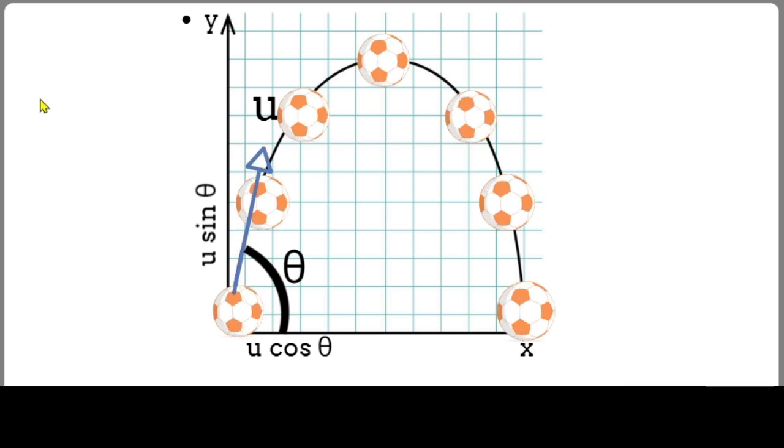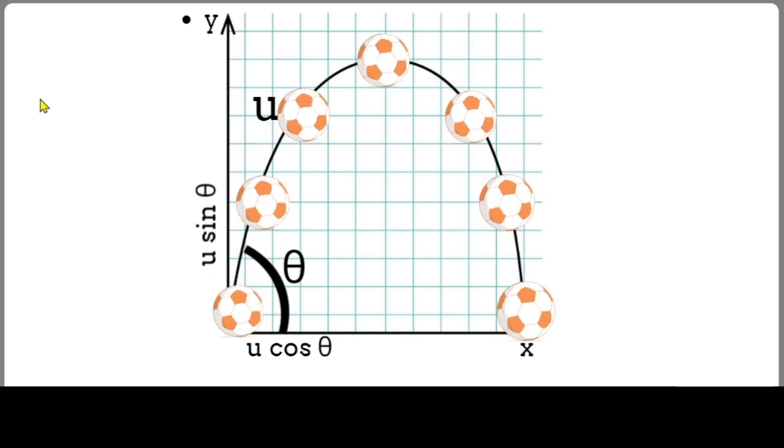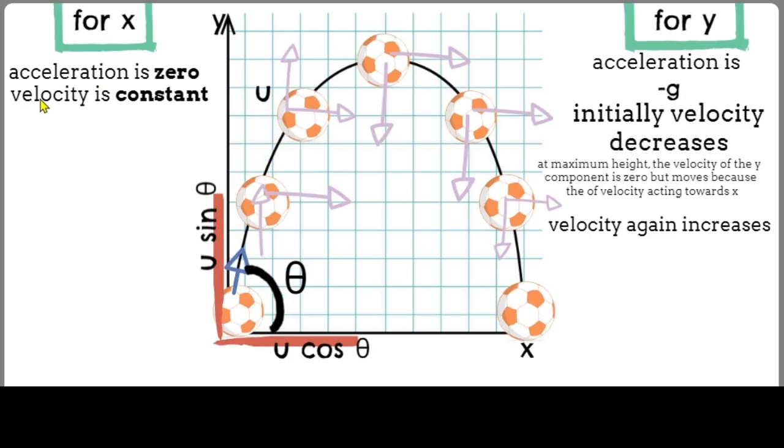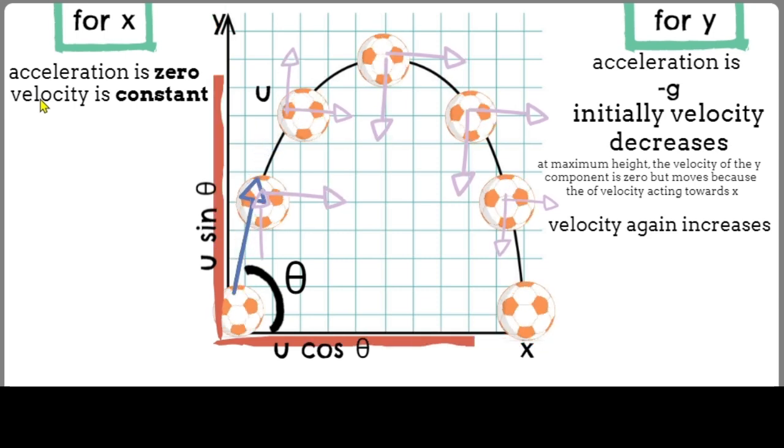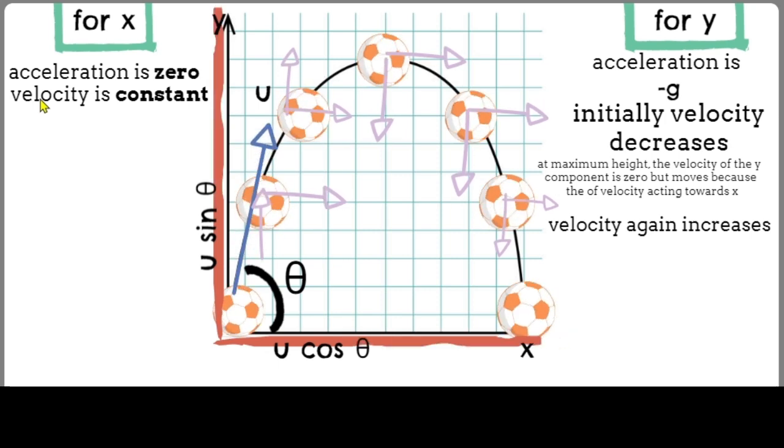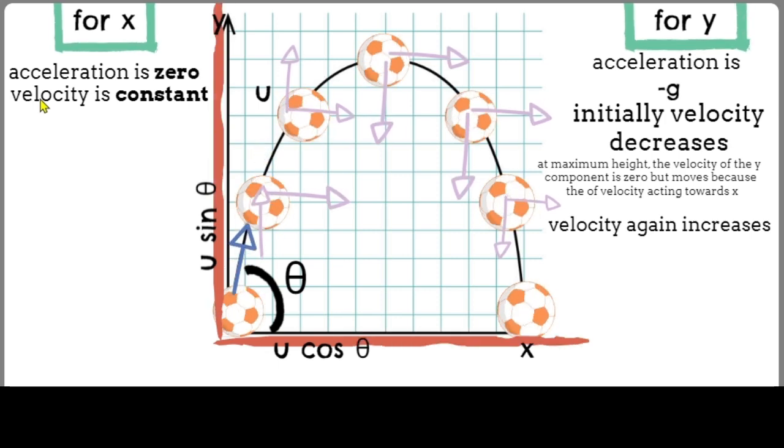Over here, u is the initial velocity, and u cos theta and u sin theta are the horizontal and vertical components respectively. There are two components, as I already said, x and y. We're going to talk in detail about the x and y directions.